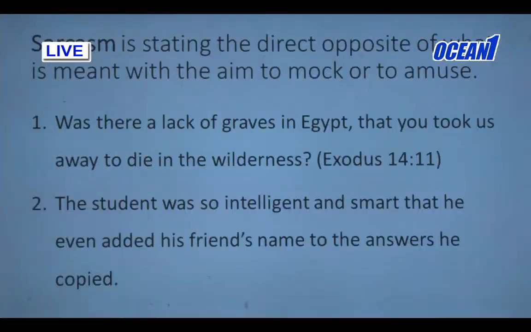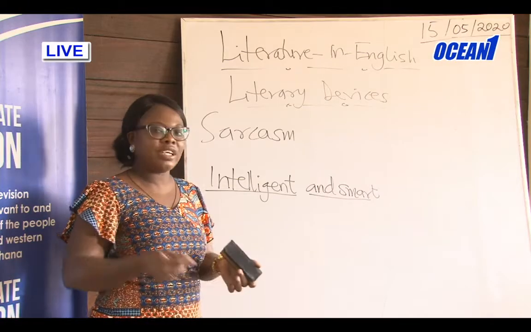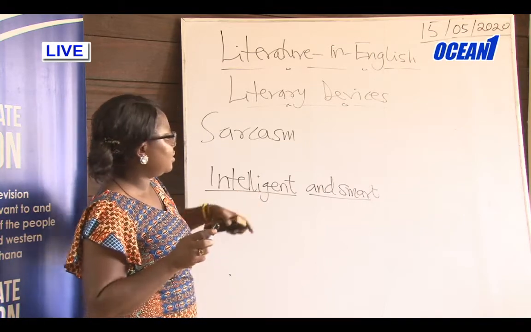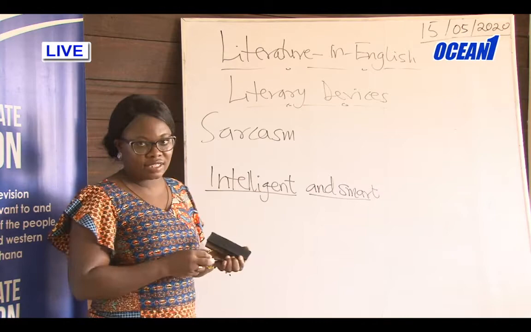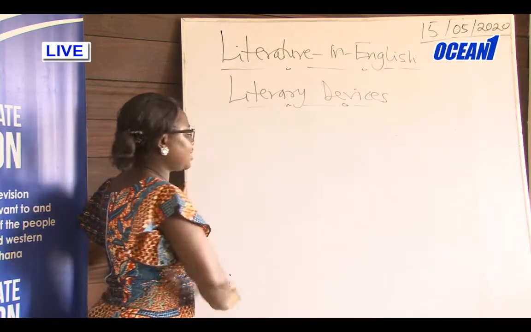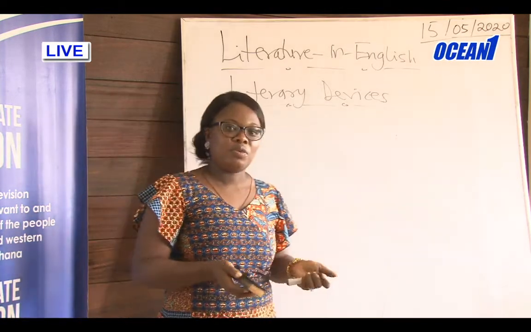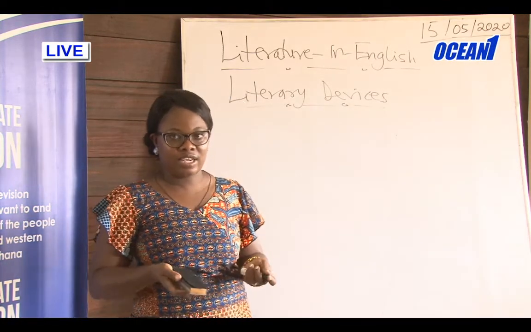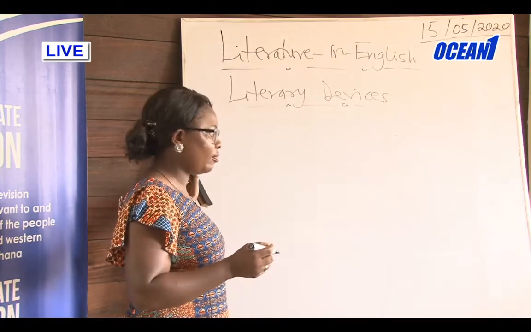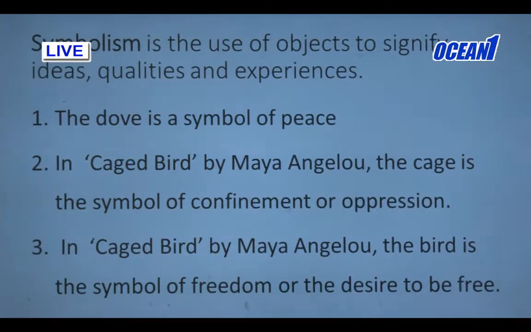Because if you are intelligent, you will know that the person's name shouldn't be part of the answers. But if the teacher says the student was so intelligent and smart that he even added his friend's name to the answers, then the teacher is being sarcastic. So sometimes we use sarcasm when you are criticizing somebody or when you want to make fun of another person. The next device we will talk about is symbolism.